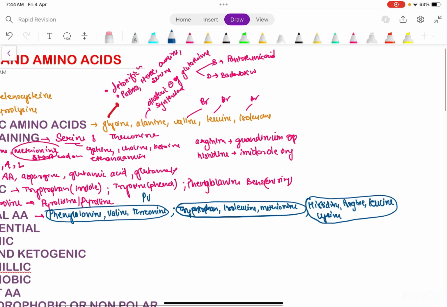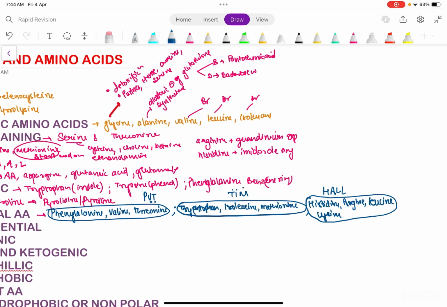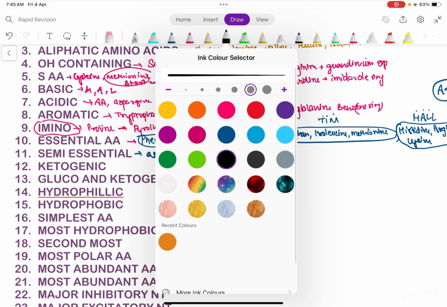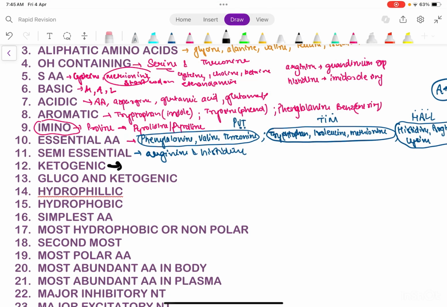So how to remember this? Private Tim Hall. So phenylalanine, valine, and threonine, tryptophan, isoleucine, methionine, then histidine, arginine, leucine, lysine. Here you should know that arginine and histidine are semi-essential. Now let's talk about the ketogenic. In ketogenic, there are just two, which are leucine and lysine.